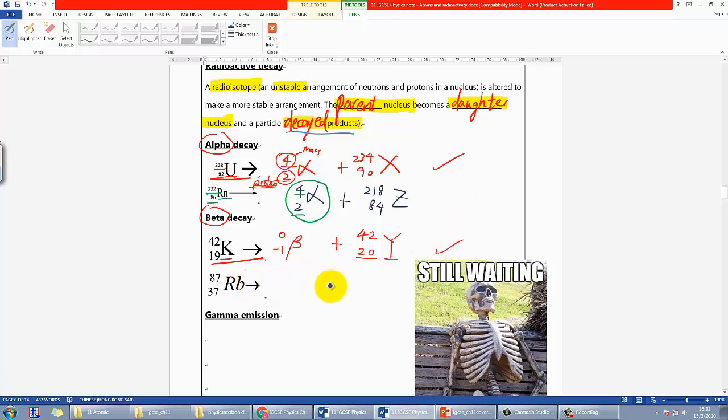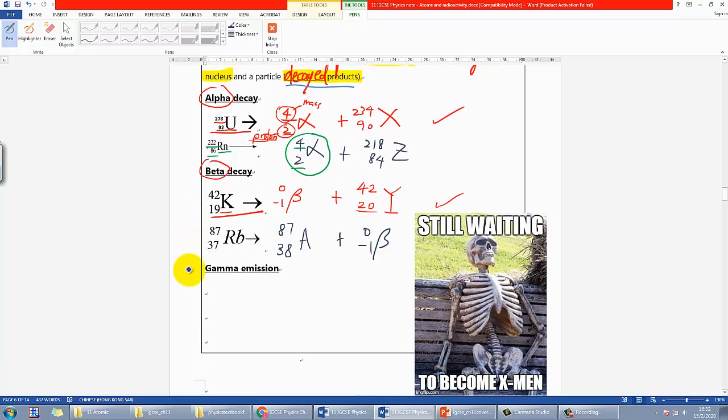Similarly, for this one, by the way, you can put the beta if you like. It doesn't really matter which one is which. For beta, you may put 0, -1, and you just work out, let's call it A, just a random element symbol. This remains 87, and this becomes 38. So again, this is very simple work to do.